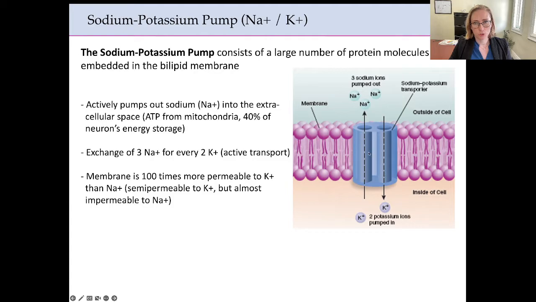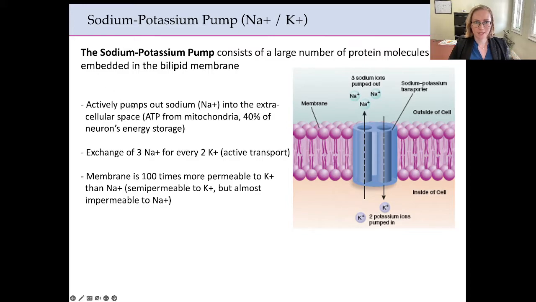What is so crucial about this guy is that it pretty much takes up 40% of a neuron's energy. It needs active transport, meaning ATP. This is the energy that you get from mitochondria. So almost half of the energy from mitochondria inside of a neuron is responsible just for maintaining these sodium-potassium pumps, to make sure we have enough sodium outside and enough potassium inside.